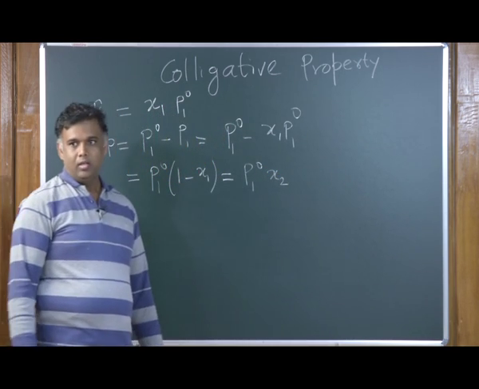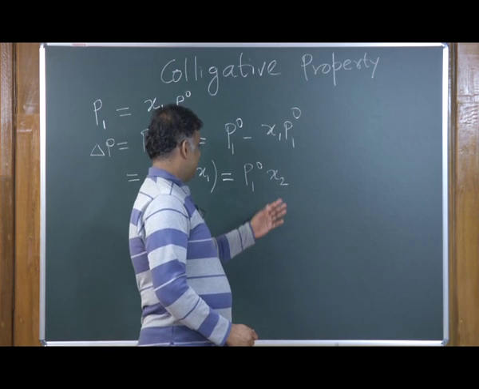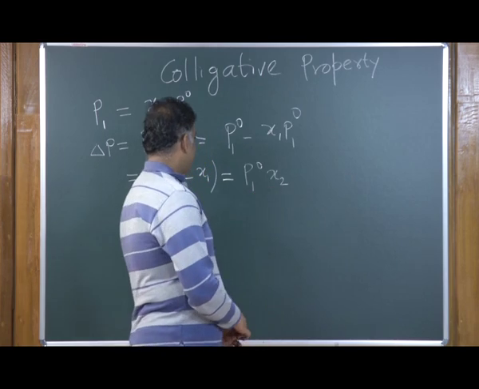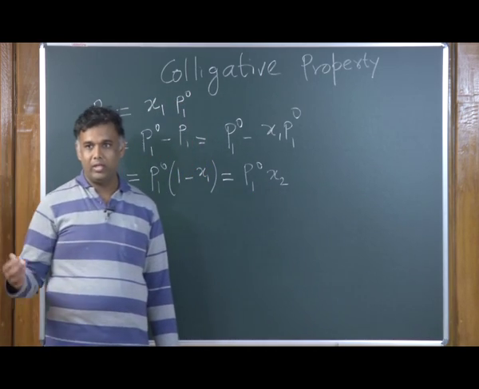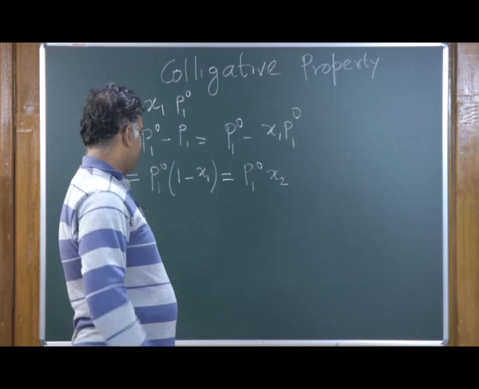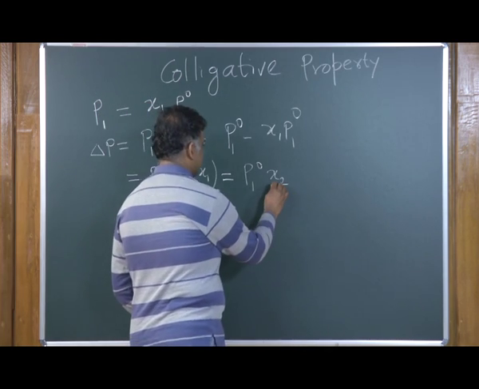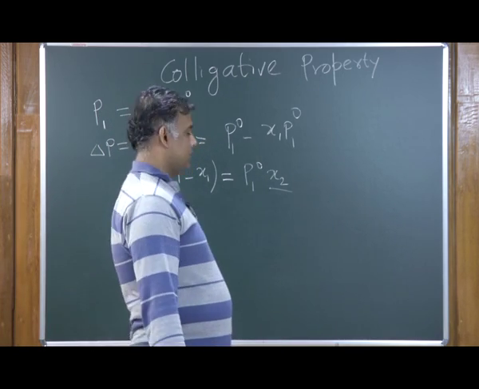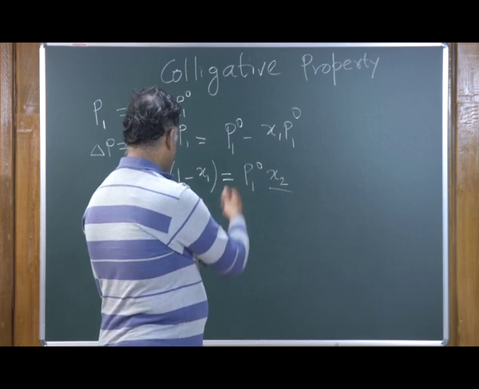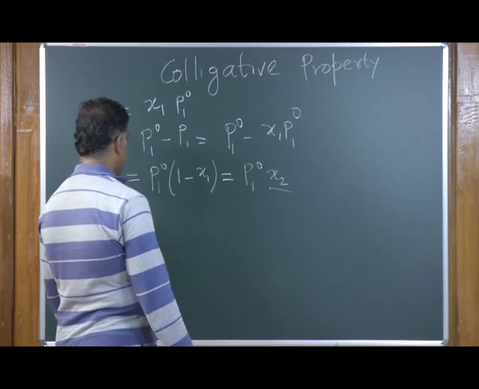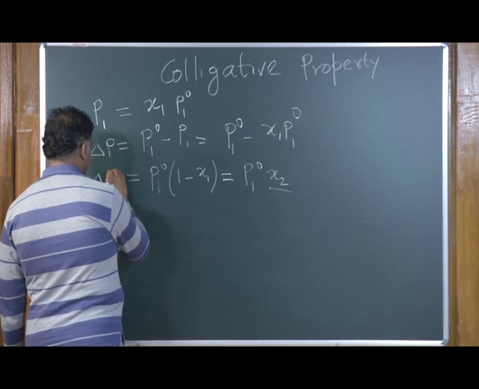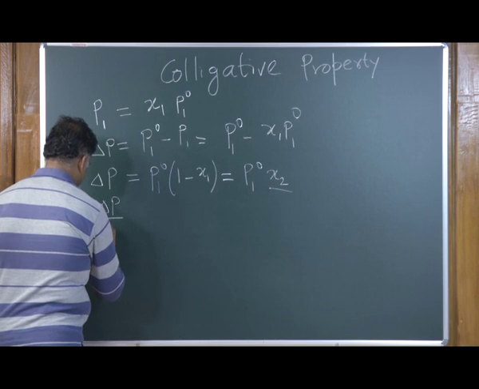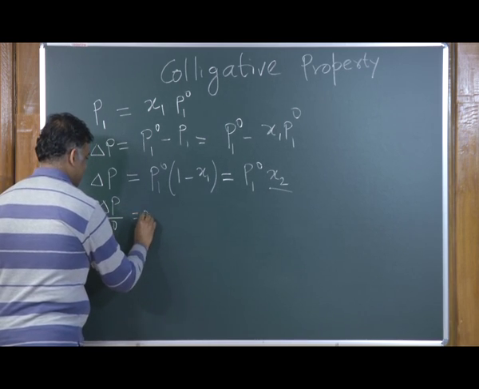In the binary solution, x2 is the mole fraction of solute, and if there is more than one component available in the solution, then this is the mole fraction of all the solutes. Basically, we are going to add the mole fraction of each and every component, and that we are going to call x2. So, delta P is directly related to x2. We can write this as delta P divided by P1 0 equal to x2.